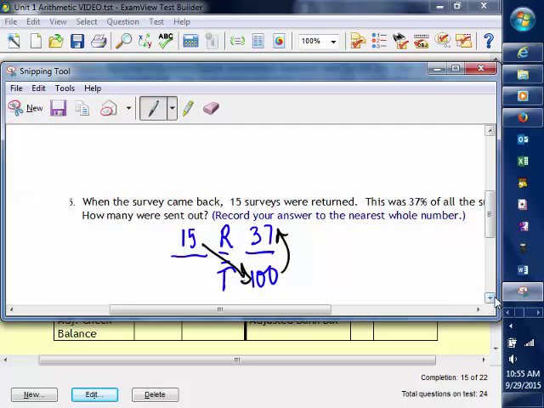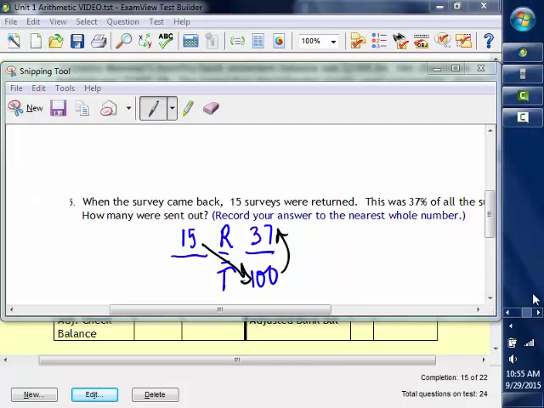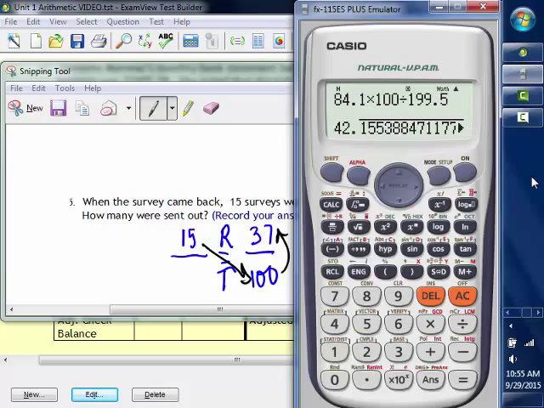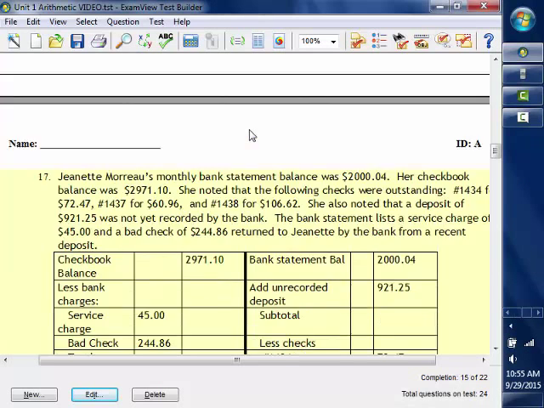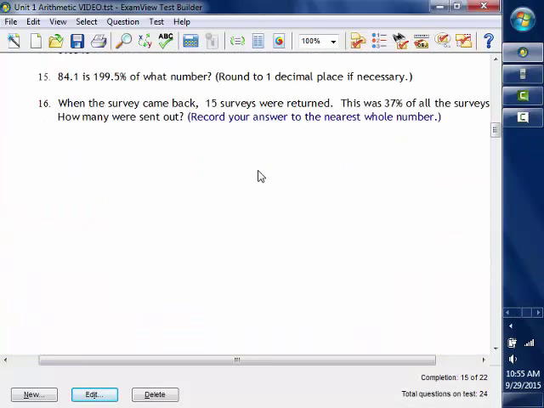So we take 15 times 100 divided by 37, and we get, now we're supposed to round to the nearest whole number, so we would say 41. I would accept 40 also. Okay, next one.